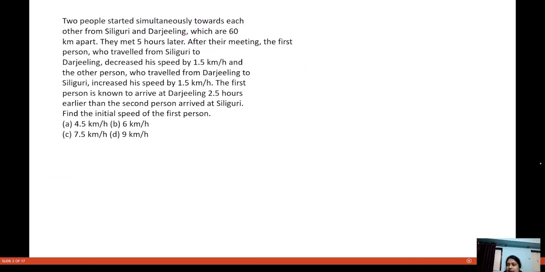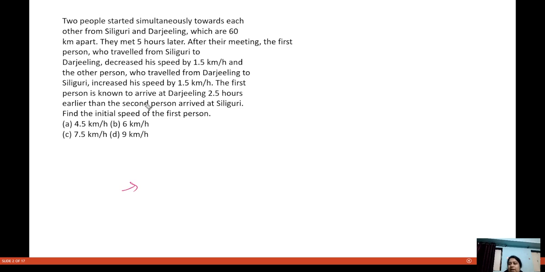So what I did here is, I took this information as well to solve my question, because we didn't use this information that they are increasing and decreasing their speed. Okay, so that is the thing.